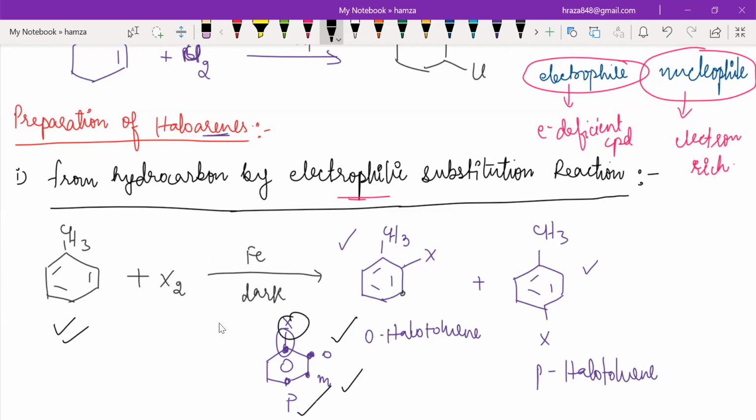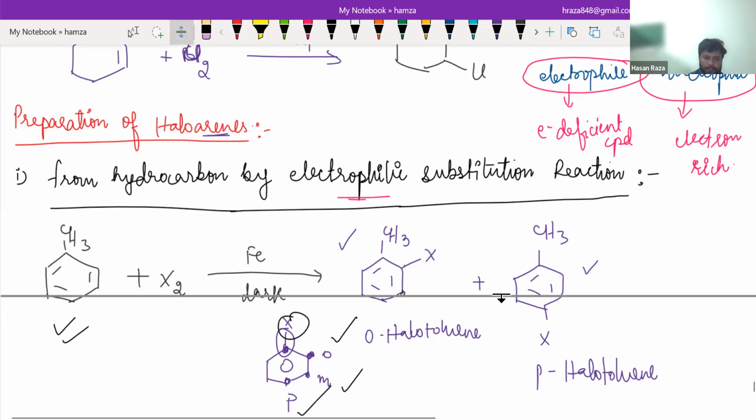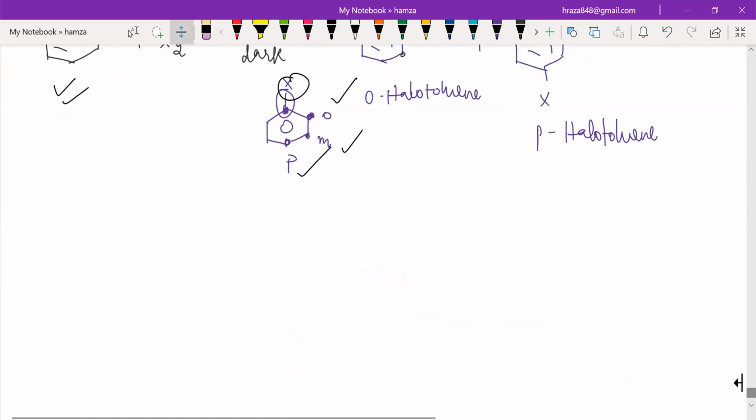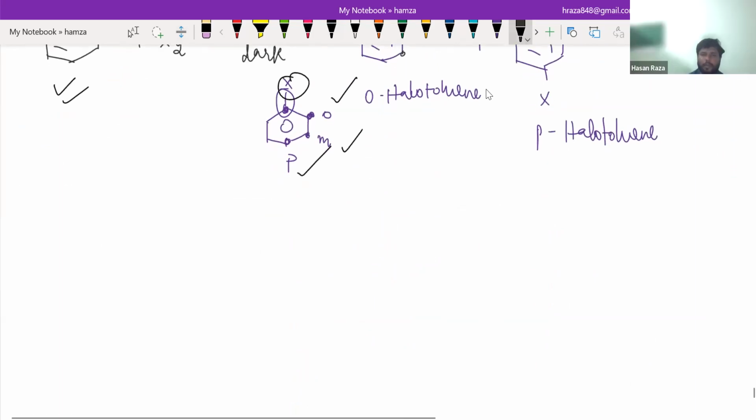Everyone done with this? Now see, this synthesis is giving two products. So how are we going to separate this ortho and para? There will be a very large difference between their melting points, and we can easily separate them out.